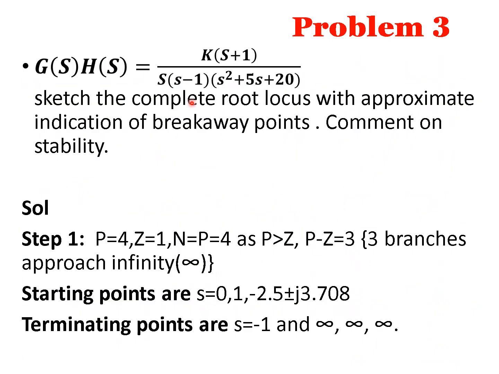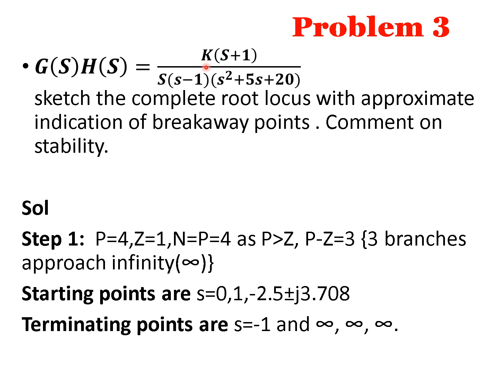Problem number 3. G of s H of s is equal to K into (s plus 1) divided by s into (s minus 1) into (s square plus 5s plus 20). Sketch the complete root locus with approximate indication of breakaway points. Comment on the stability. Now, in the given problem, the moment you see s minus 1, it indicates that s is equal to 1 and it lies on the right side of the axis. So in the root locus, it is somewhat unstable, but there is the term K which can make the system stable.